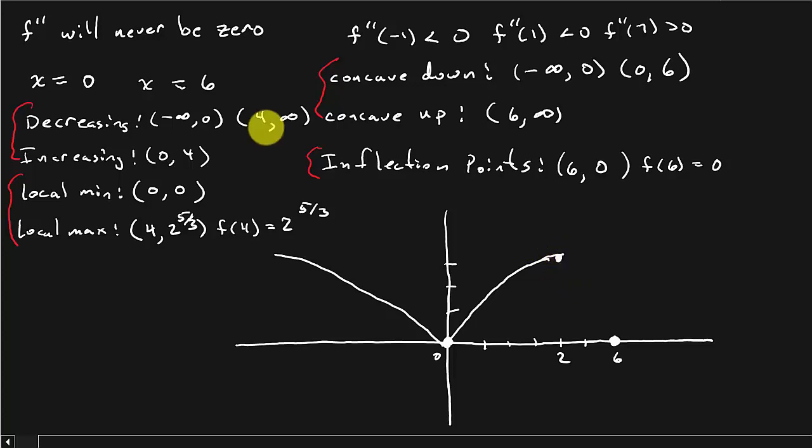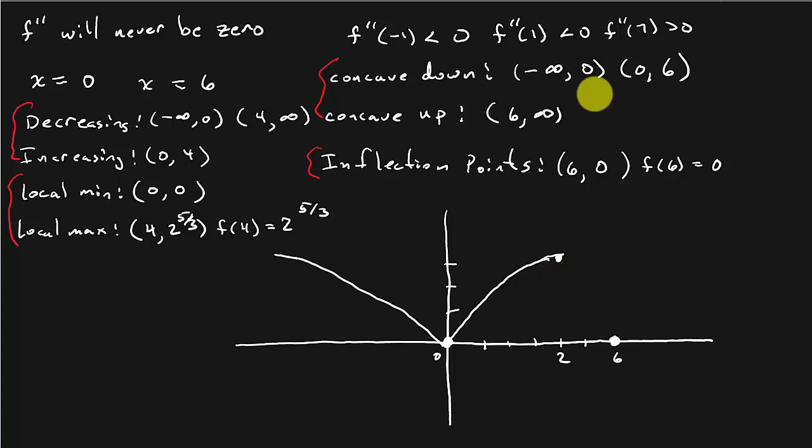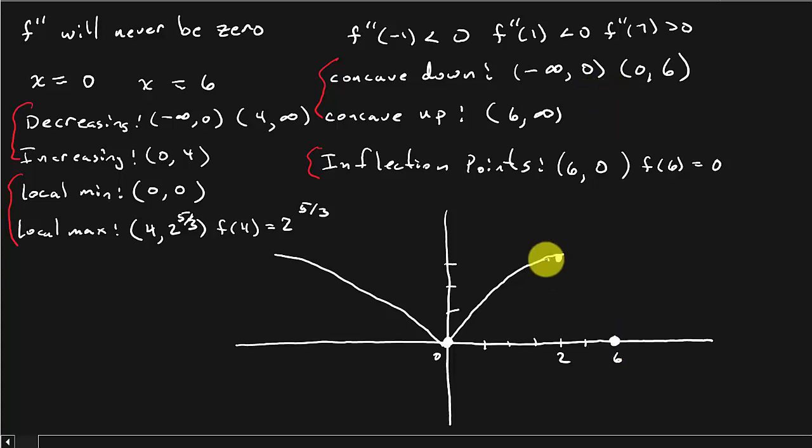And we can see once it gets to 4, it starts decreasing again. And this thing is still concave down all the way to 6. So it's going to look something like this. But look, once it gets to 6, it changes to concave up. So that means it's going to tail off like this. And so there's your graph.